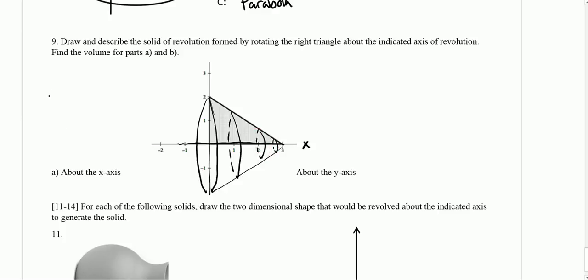So we have a cone with a radius of 2, because the radius goes from the center at 0, 0 up to the edge of the circle, and the height is going to be 3, because it goes from 0, 0 to 3, 0. And so we can say the volume is 1/3 pi r squared times the height, which is going to be 4 pi.